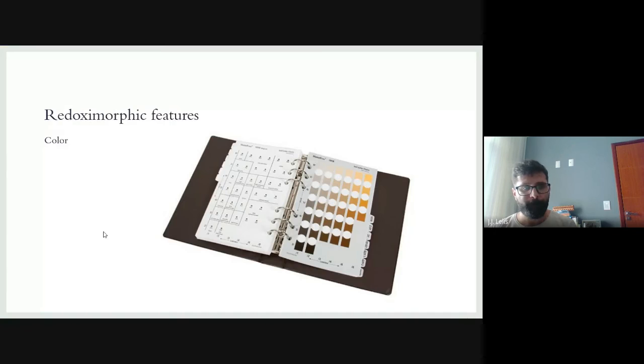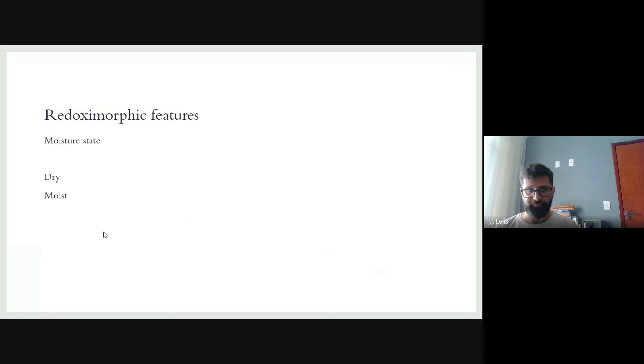Of course, we should describe the color using the Munsell color chart. And we should describe the moisture state of these materials in dry and moist conditions, depending on how you describe this in the field, because there is a lot. Moist reducimorph features are related to modern soils, and dry features are related to paleosols or even older reducimorphic features, okay?